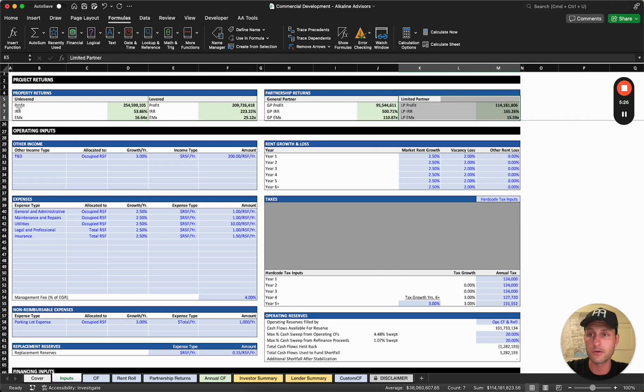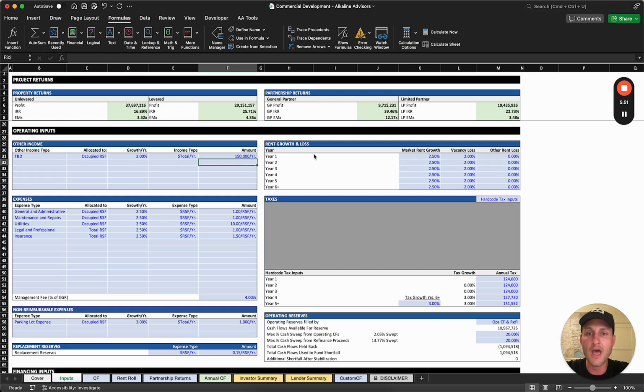So this is the property level returns. Unlevered meaning no debt, assuming no debt, and then levered meaning assuming the debt that you will put in your inputs. So for instance, if we made that 200 RSF, you'll see that's a $209 million profit. And by the way, these are phantom numbers. That would be a great profit. And if we did total dollars, now that drops to 24 million. So quite the difference.